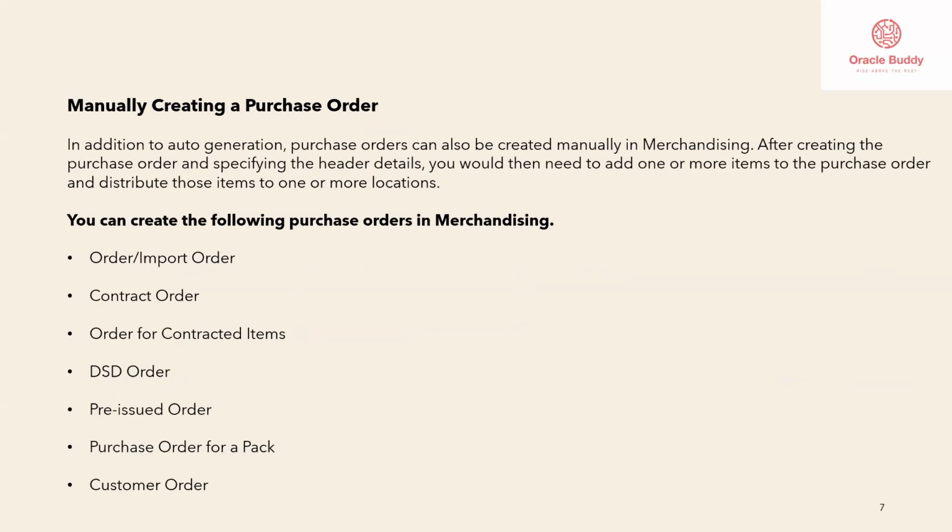Manually creating a purchase order. In addition to auto generation, purchase orders can also be created manually in merchandising. After creating the purchase order and specifying the header details, you would need to add one or more items to the purchase order and distribute those items to one or more locations. You can create the following purchase orders in merchandising: order, import order, contract order, order for contracted items, DSD order, deal issued order, purchase order for a pack, and customer order.